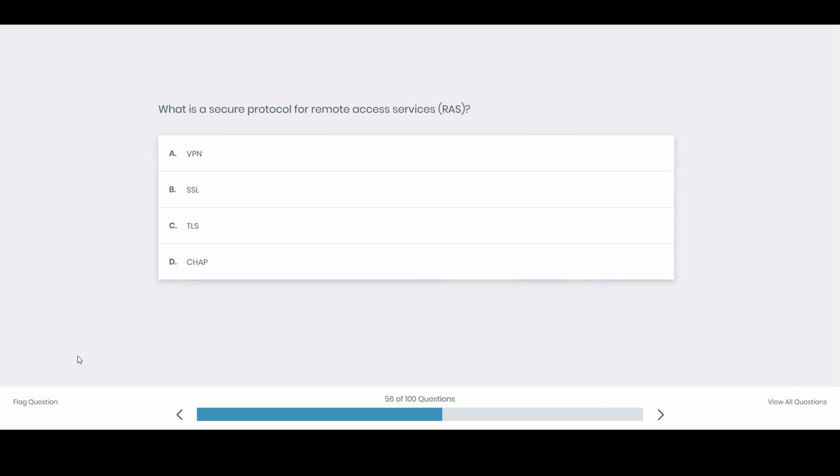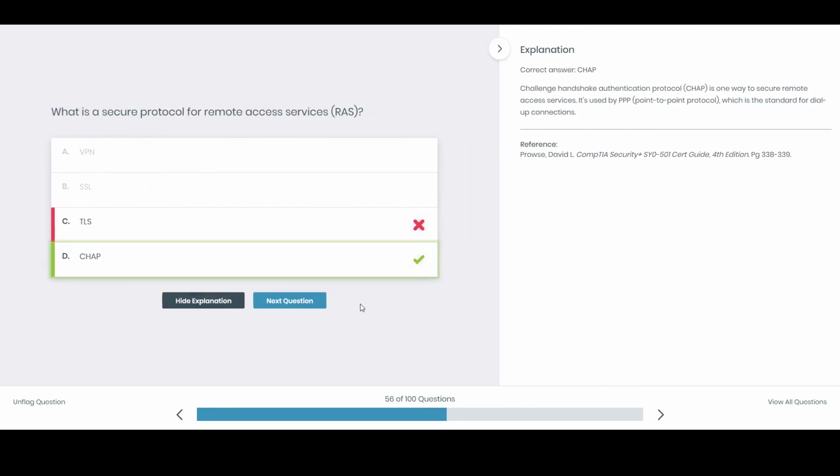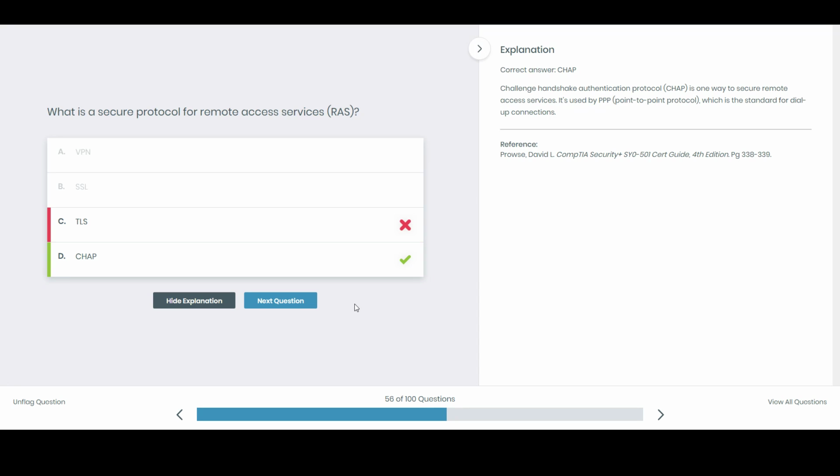What is the secure protocol for remote access service, RAS? TLS. SSL. I didn't know. Let's plug this one. Let's go for TLS. CHAP, Challenge Handshake Authentication Protocol, is one way to secure remote access service, used by PPP, Point-to-Point Protocol.